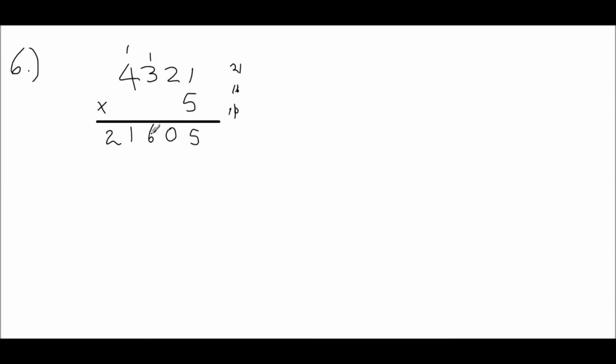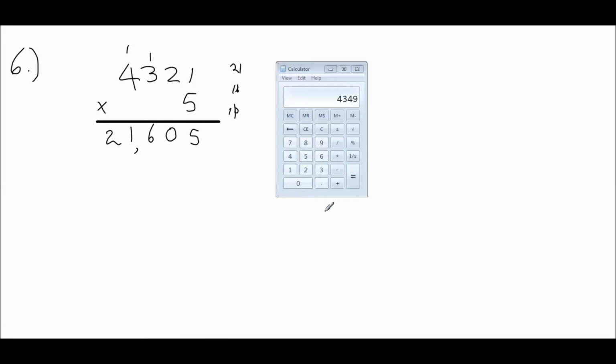Let's count off 1, 2, 3, comma. So this would be 21,605. Calculator skills: clear our calculator, and 4321, hitting our multiplication sign now. By 5, factor by factor would be equal to our product, 21,605.